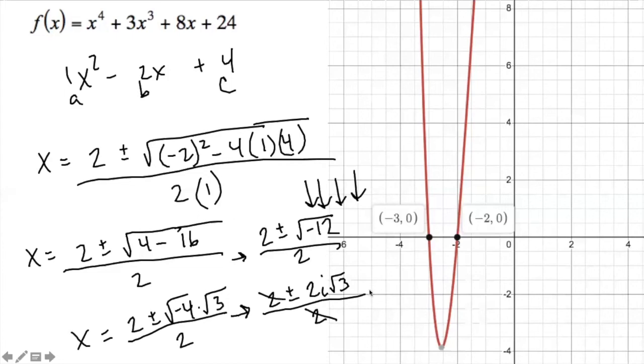And last step is to divide out this 2 in the denominator. 2 goes into this 2 once, plus or minus, 2 goes into this 2 once. So I just have i root 3.